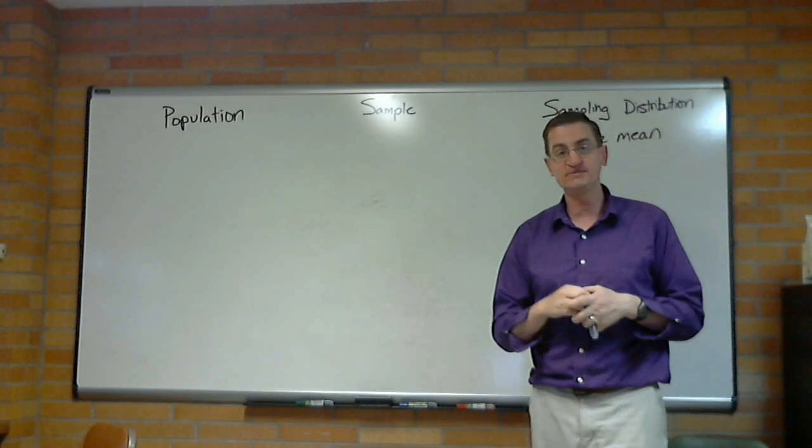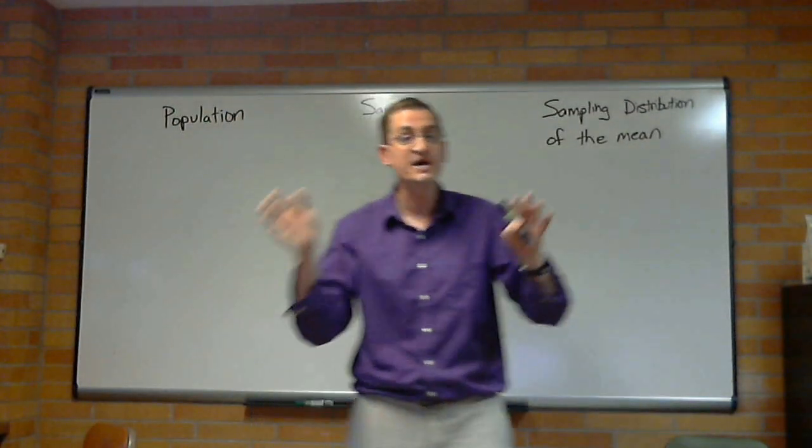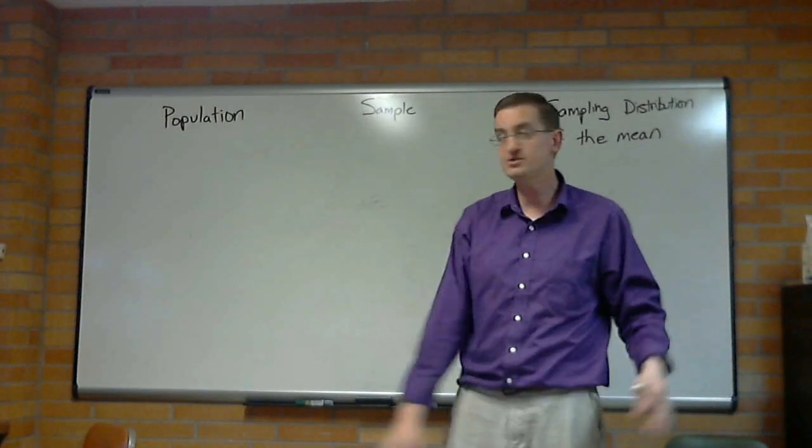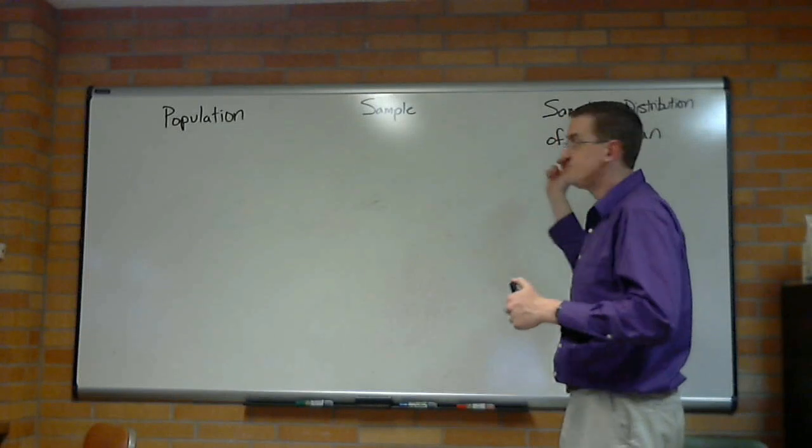Okay, this is a very hard chapter because there are three different and related pictures you have to keep in mind: the picture of the population, the sample, and the sampling distribution.